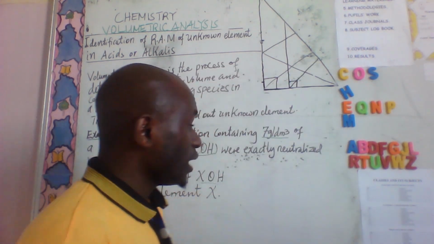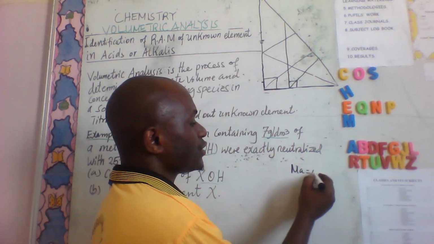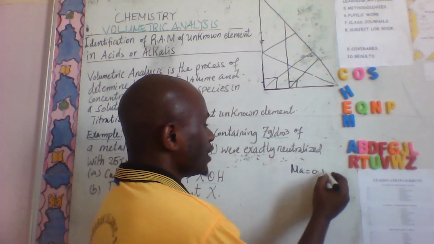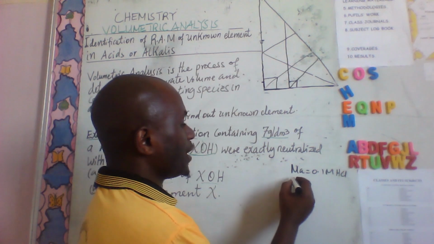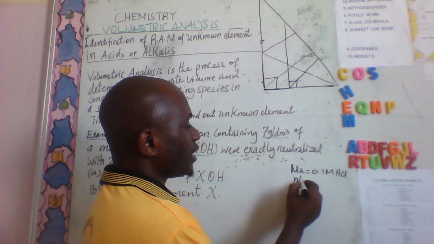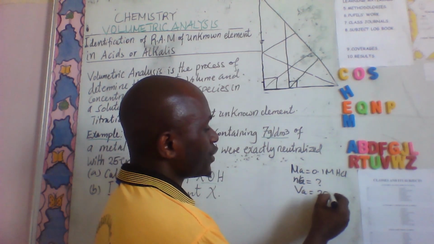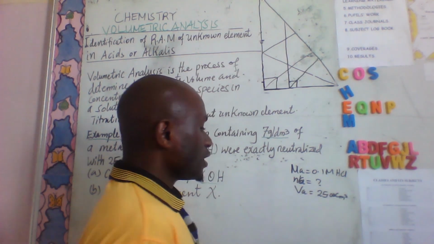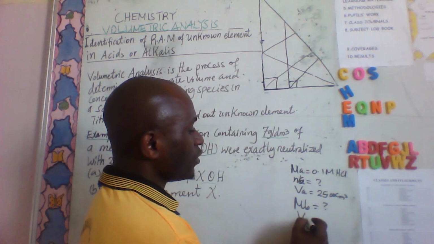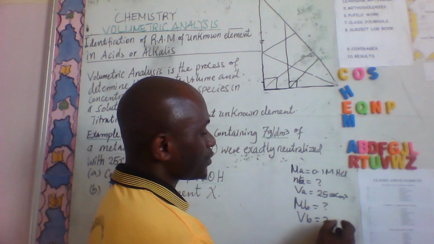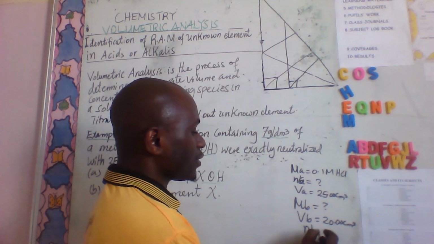So up to here, let's see now. We have the molarity of acid is 0.1 M HCl, but the number of moles of acid we don't have. The volume of acid we have, 25.00 centimeter cube. The molarity of base we don't have, but the volume of base we have, 20.00 centimeter cube, and the number of moles of base we don't have.